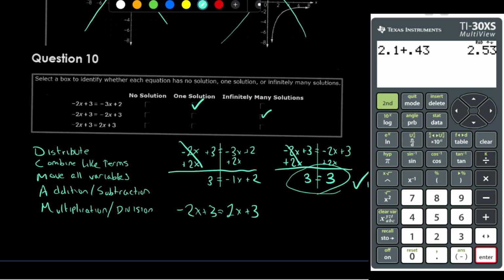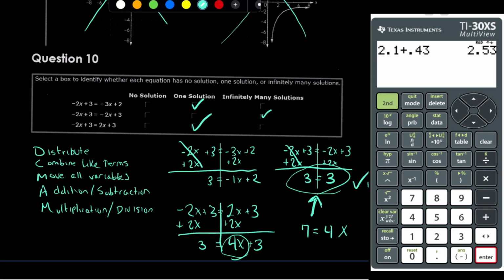No, it's not. Because if you add 2x to both sides, you're left with 3 equals 4x, because these don't cancel out, because 2 plus 2 is 4, plus 3. And you're left with a variable. You have a variable. It's immediately one solution. The only time it is no solution is if you get to the point where you have no variables left and your numbers are different. For example, if you had 7 equals 4, that doesn't work. That's no solution. Okay?